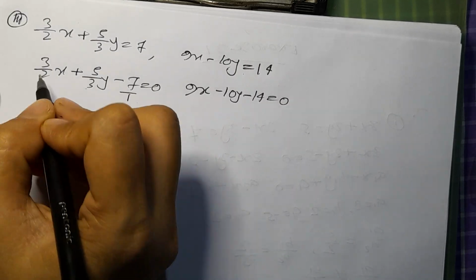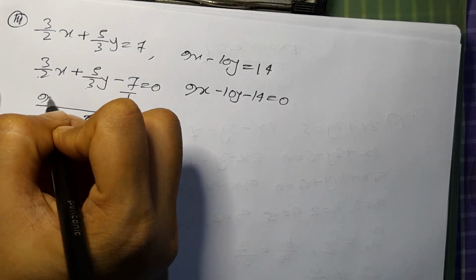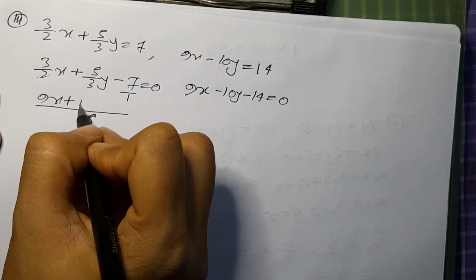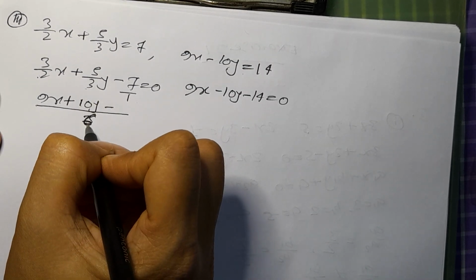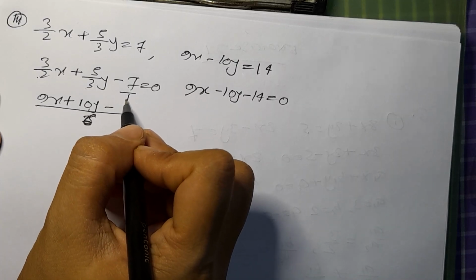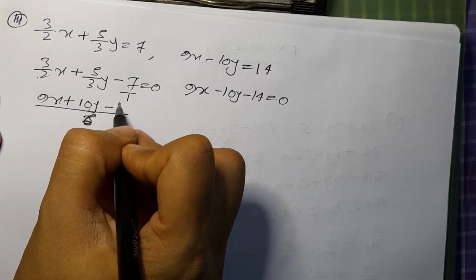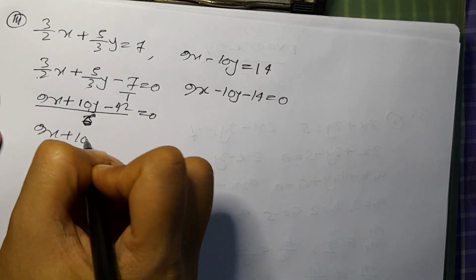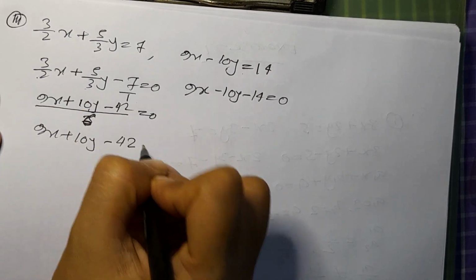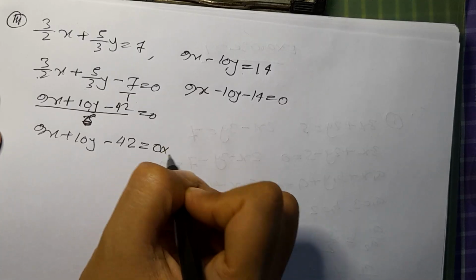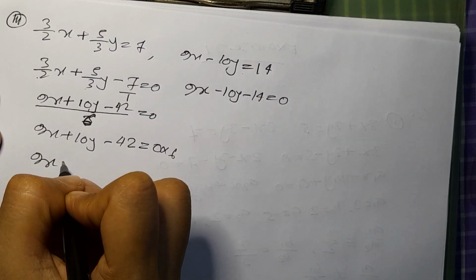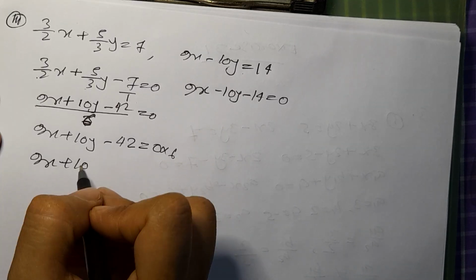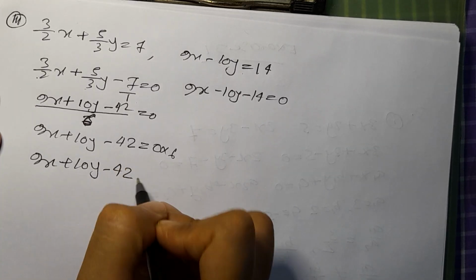You divide the 6 by 2, it will be 3. 3 3s are 9x. Plus divide the 6 by 3, it will give 2. 2 into 5, 10y. Minus, if you divide 6 by 6, it will give 1. Multiply by 7, 42 equal to 0. Now take the 6 that side. 9x plus 10y minus 42 is equal to 0 into 6. Any number multiplied by 0 will be 0. So this is 10y minus 42 equal to 0.